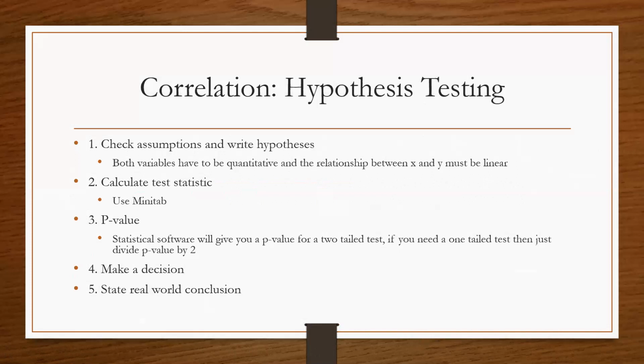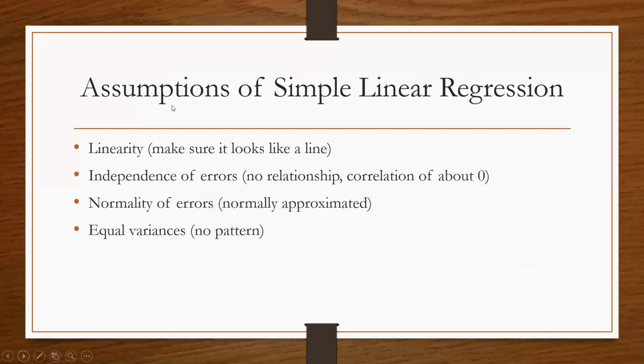So your assumption is that both variables are quantitative. To calculate your test statistic, you have to be using Minitab, but since it's the exam, they probably will give it to you for your p-value. So it will give you a p-value for a two-tailed test. If you need it for a one-tailed test, then all you have to do is divide that by 2. Then you make your decision and you state the real-world conclusion.